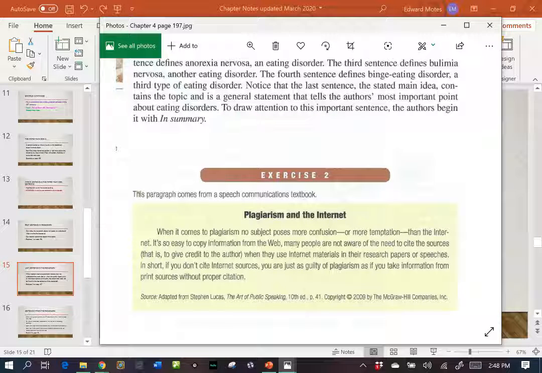So what is the topic of this paragraph? Did it match our heading? Yes, it did. It's plagiarism and the internet. Okay. And here, our stated main idea is the last sentence. And it had one of our phrases, in short. And it had our topic. We talked about the internet, the plagiarism, and the main idea.